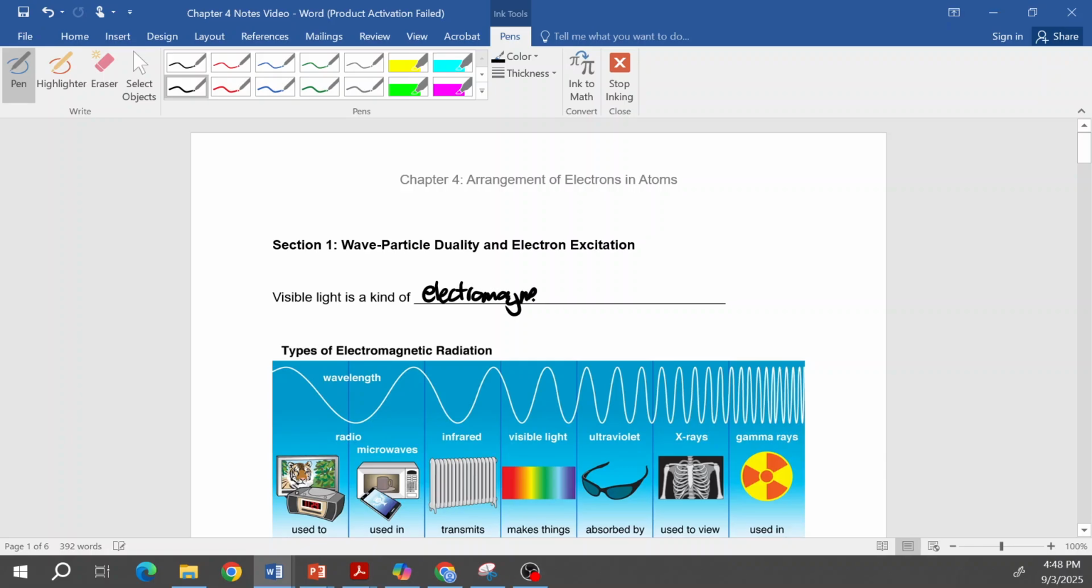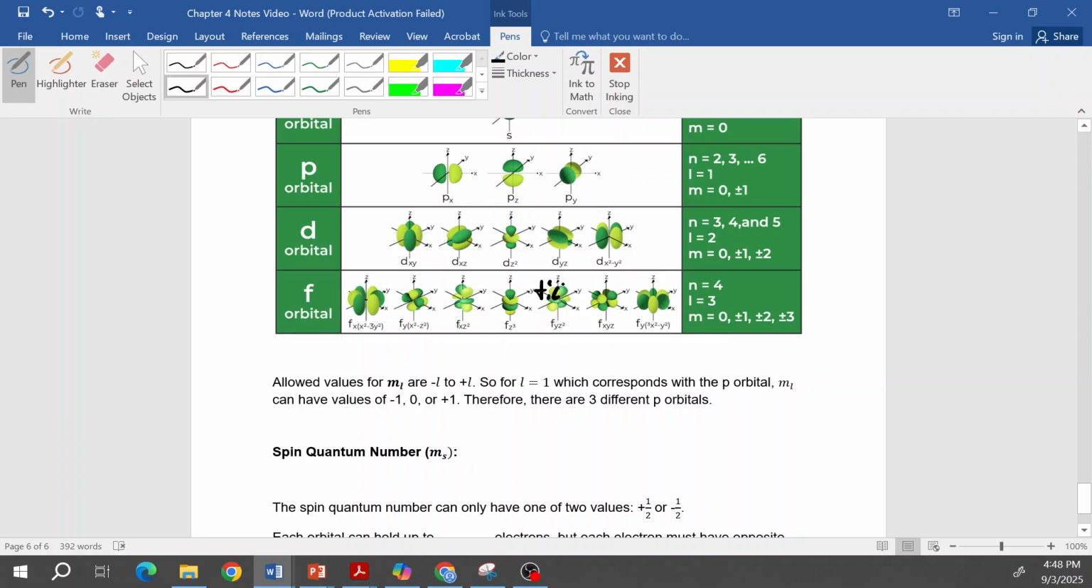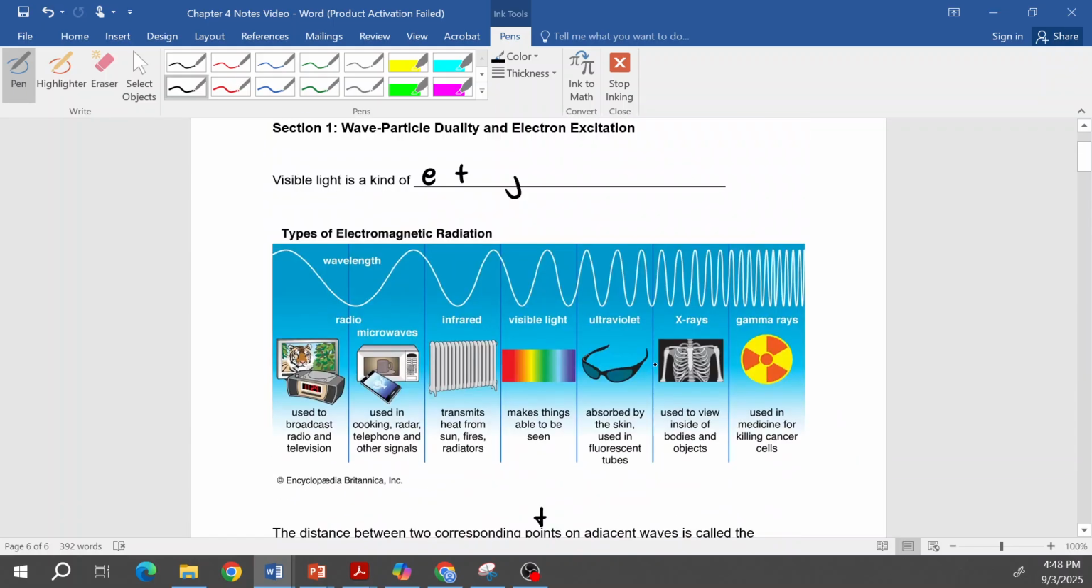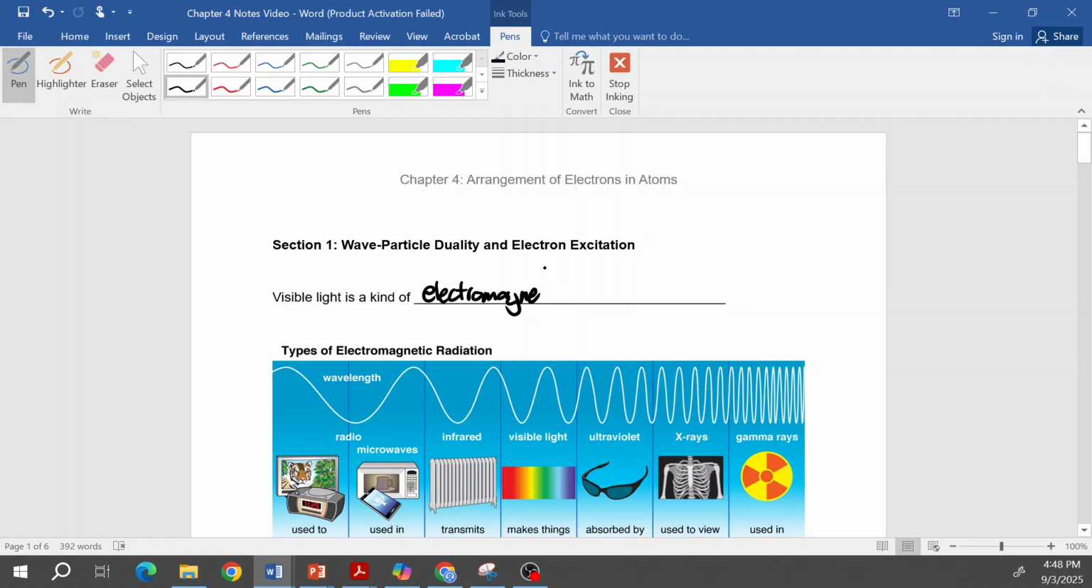electromagnetic radiation. Okay, so visible light is a form of electromagnetic radiation. A lot of times I just call this light. Okay, this is just light.